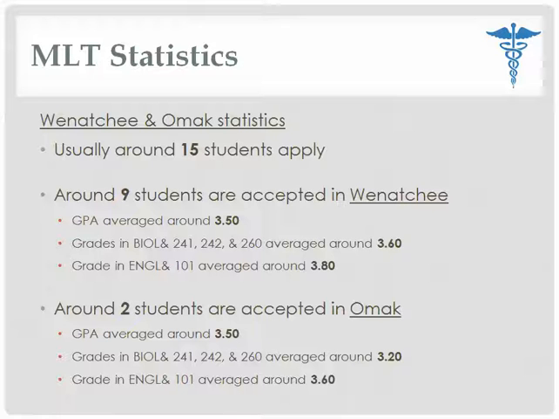In the past few years, we usually receive about 15 applications for the Wenatchee and Omak sites. You can see the average grades of those students accepted to both sites. We do not have statistics to share for our other sites because students are accepted based on their grades and their work experience, recommendations, and occasionally an interview.